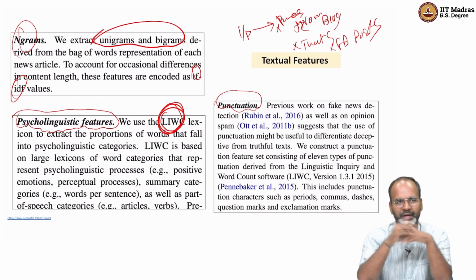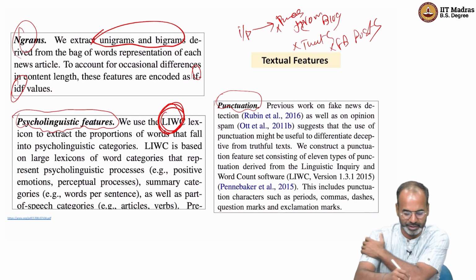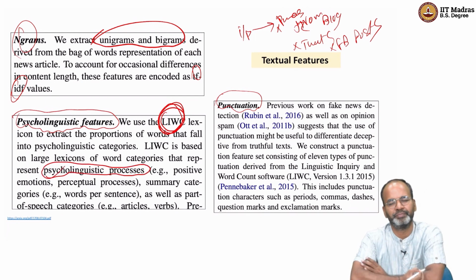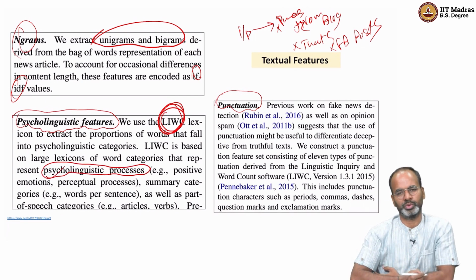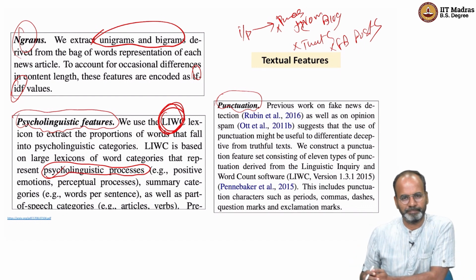So there are many, I think there are like 35 or 37 different categories of psycholinguistic processes. Like this, there are 37 categories which can be used to find out what the content is using LIWC.